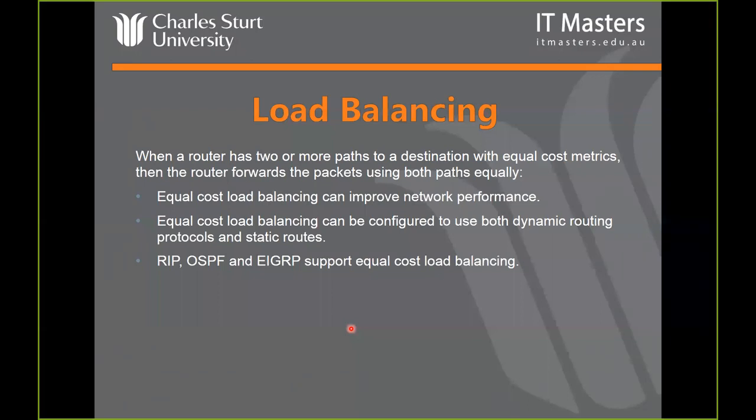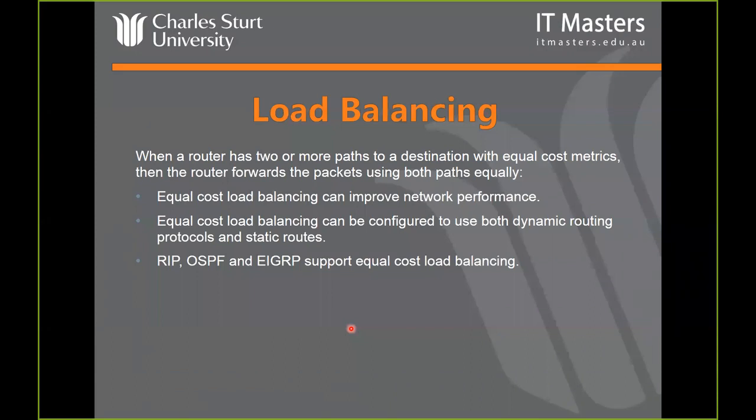Now, equal cost load balancing can improve network performance, and it can be configured using dynamic routing, and you can also configure it using static routing. Static routing is a little bit more tricky to manage, but can certainly be done that way. RIP, OSPF and EIGRP support equal cost load balancing. EIGRP also supports unequal cost load balancing. And you can also do that with OSPF, and with static routing as well.